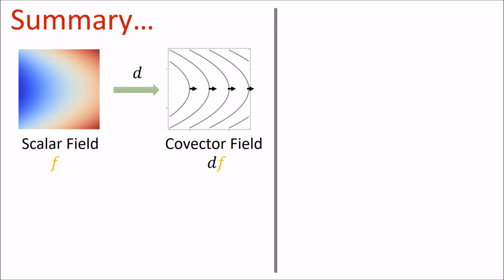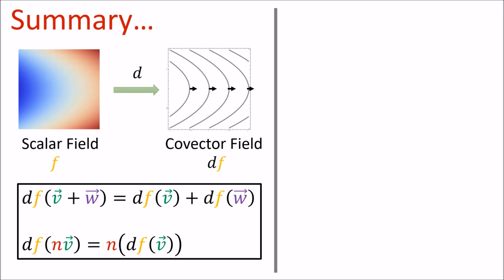So to summarize what we learned in this video, we reinterpreted the d symbol to be an operator that takes a scalar field and outputs a covector field, where the covector stacks are given by the level set curves of the scalar field. And this new covector field df will obey the normal linearity laws that covectors do, where we can add or scale the inputs or add or scale the outputs and get the same result.